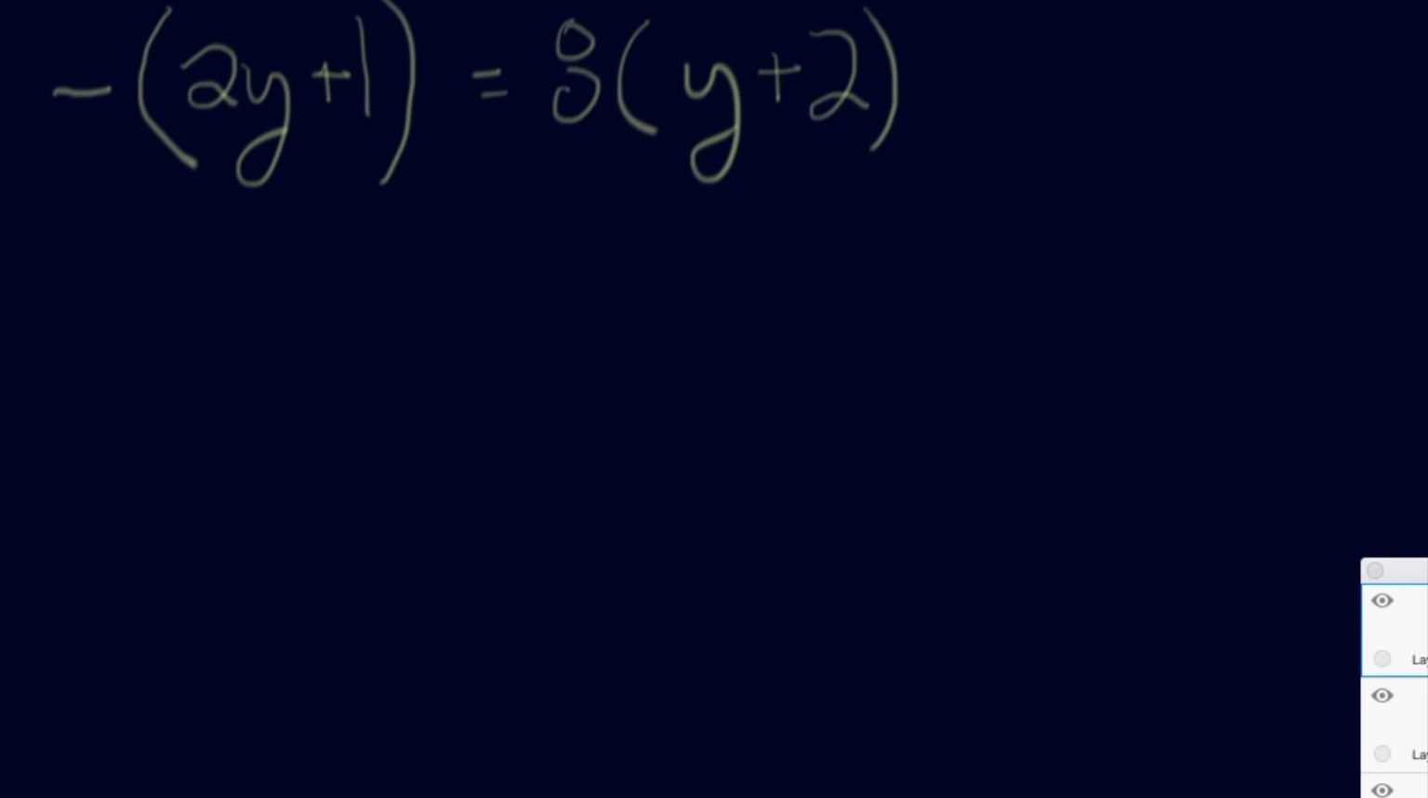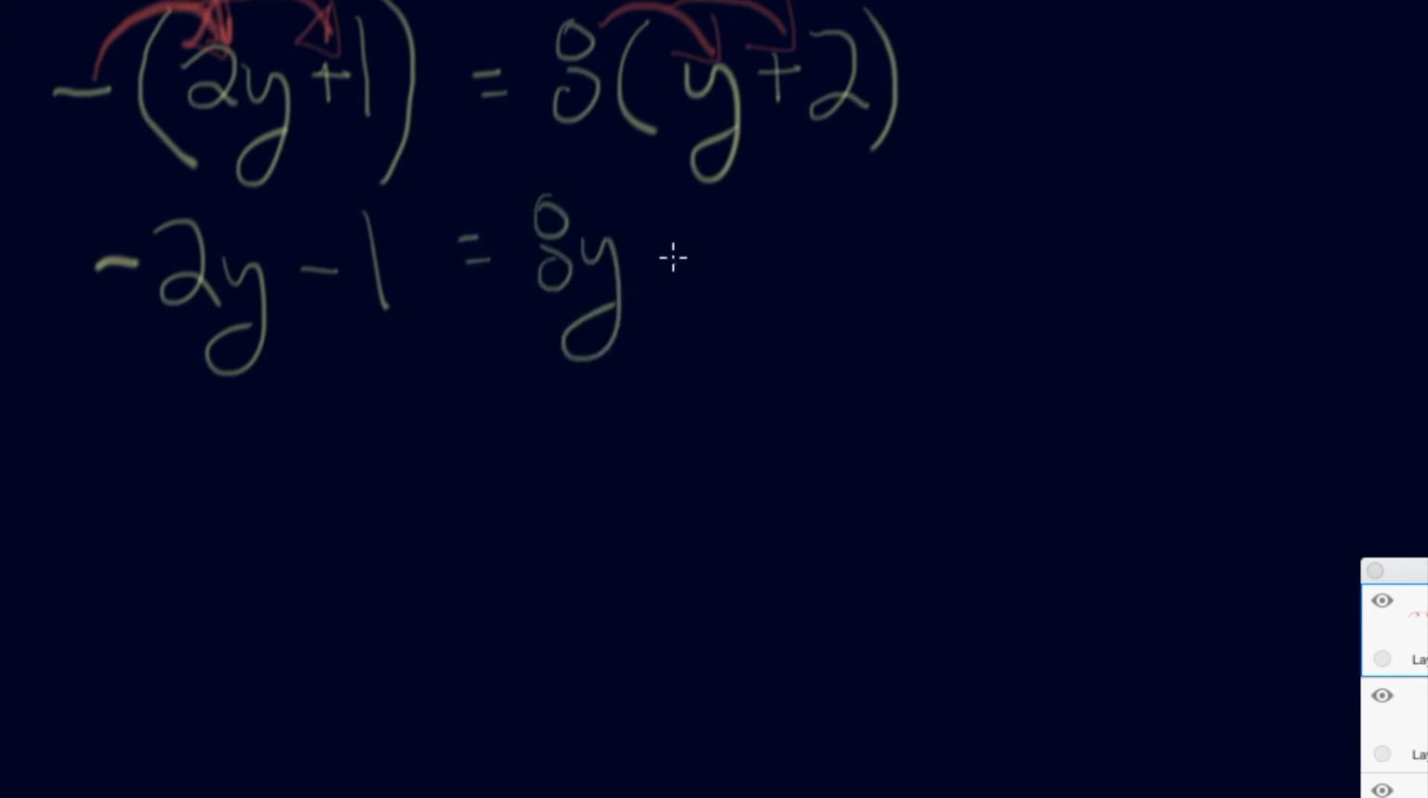So the very first thing, you have a negative sign outside a bracket, so we're going to have to go and distribute, and it's a negative 1 distributing against both things inside the brackets. And over here, we have an 8 distributing against the y and the positive 2. So what do you end up getting? You end up getting negative 2y minus 1 is equal to 8y plus 16.